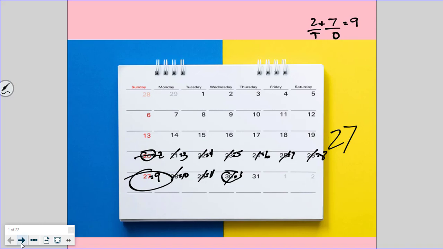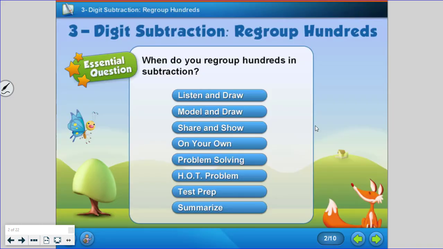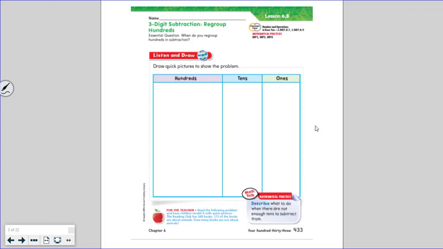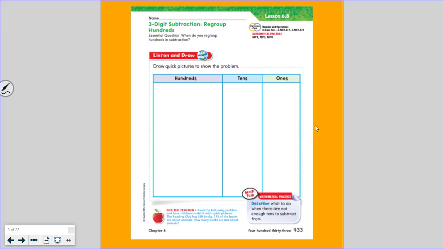Alright, so let's continue. How does that fit in with our lesson? So today our essential question is, when do you regroup hundreds in subtraction? So we're going to find out. Alright, so on the listen and draw page, it says, draw quick pictures to show the problems. So I'm going to tell you a problem, and you're going to pause your video and draw me a quick picture to show it.